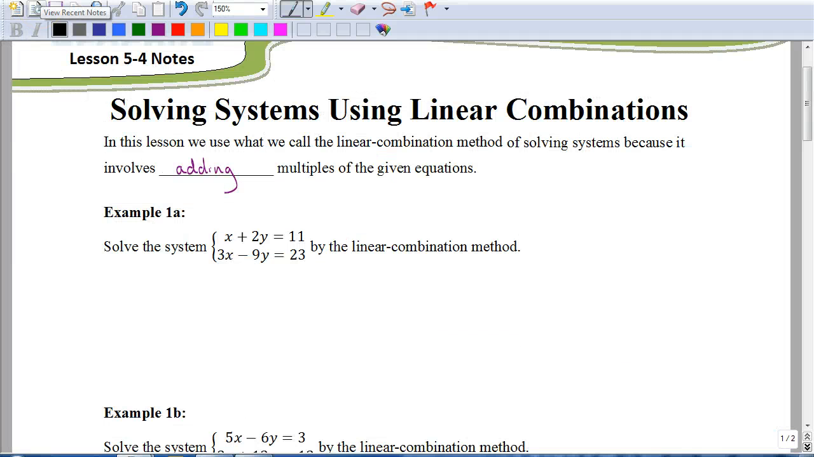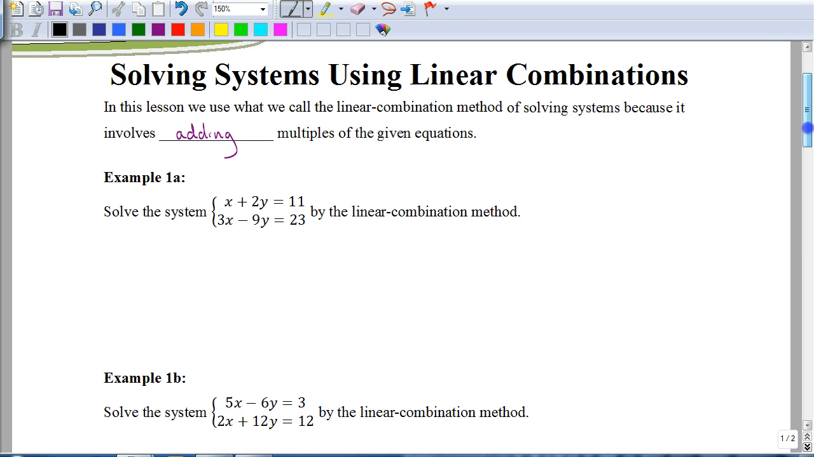Okay, so now let's look at some of these other examples. Here it says, solve the system x plus 2y equals 11 and 3x minus 9y equals 23 by the linear combination method. Again, they refer to it as a linear combination method. I don't like referring to it that way, because linear combination is the form that we have to have the equations in. It's not the method of getting rid of one of the variables. We're eliminating one of the variables, which makes more sense to use.